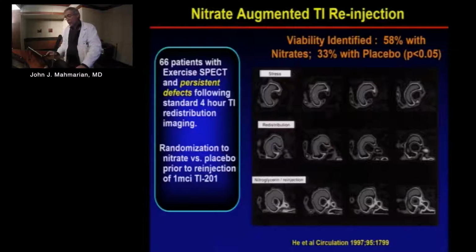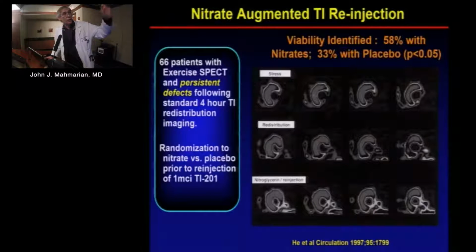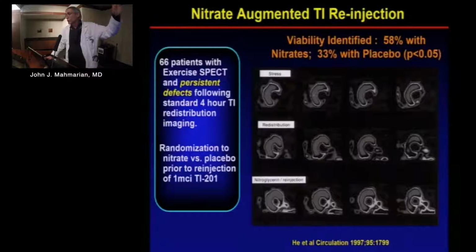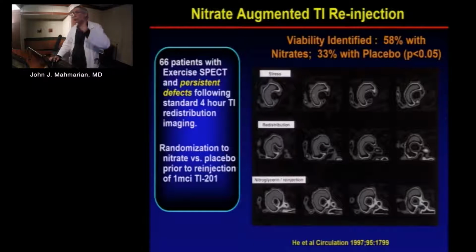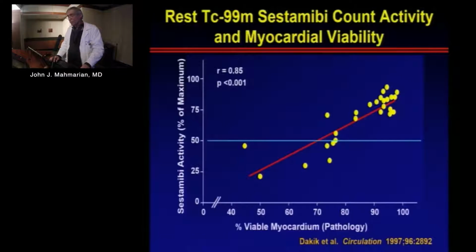And what you can see is that in the re-injection images, there was significant improvement as compared to the re-injection without nitrates. And in fact, in this study, viability was identified in 58% of patients when nitrates were used compared to only 33% with placebo. So nitrates are very integral, and we use nitrates when we do imaging all the time now in patients who have defects to help us identify ischemic viable tissue.